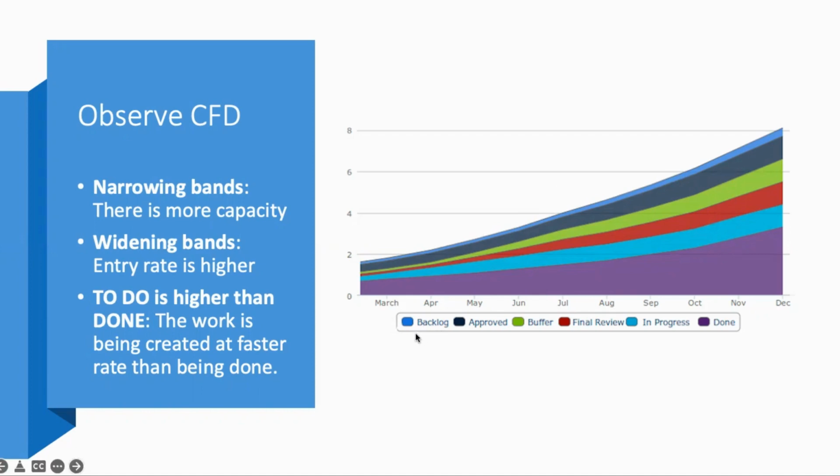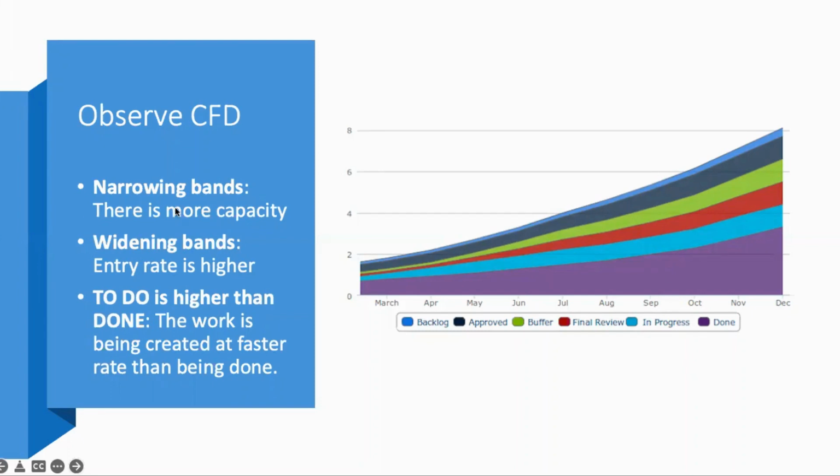For example, in this graph, backlog is one of the stages, which is the entry stage. And then you have various other stages in between, which are approved, buffer, final review, progress, and then you have an exit stage, which is the done stage. So you can look at this CFD diagram and the patterns in which the bands are being formed.